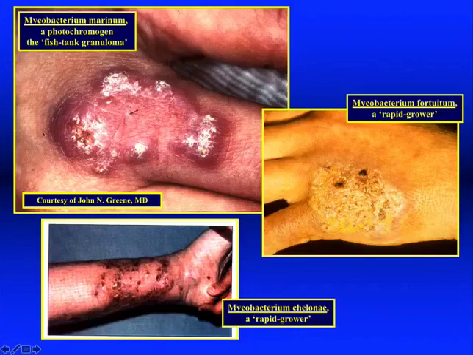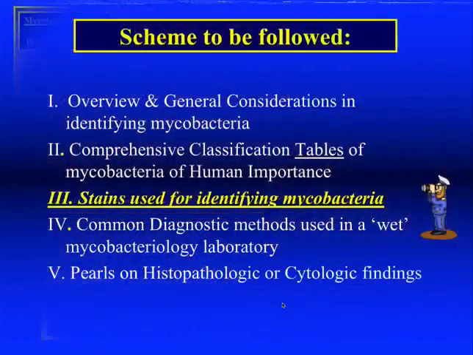Marinum, the fish tank granuloma, and Fortuitum and Chelonae. Rapid growers in general, my message for the rapid growers is skin. They love skin. Post-sternotomy infections, post-surgical wound infections, and so on. Many times we deal with that in the clinical lab, and it's one of many of these rapid growers. Okay, done with that. Let's move on to stains, which are very important for this kind of organism.